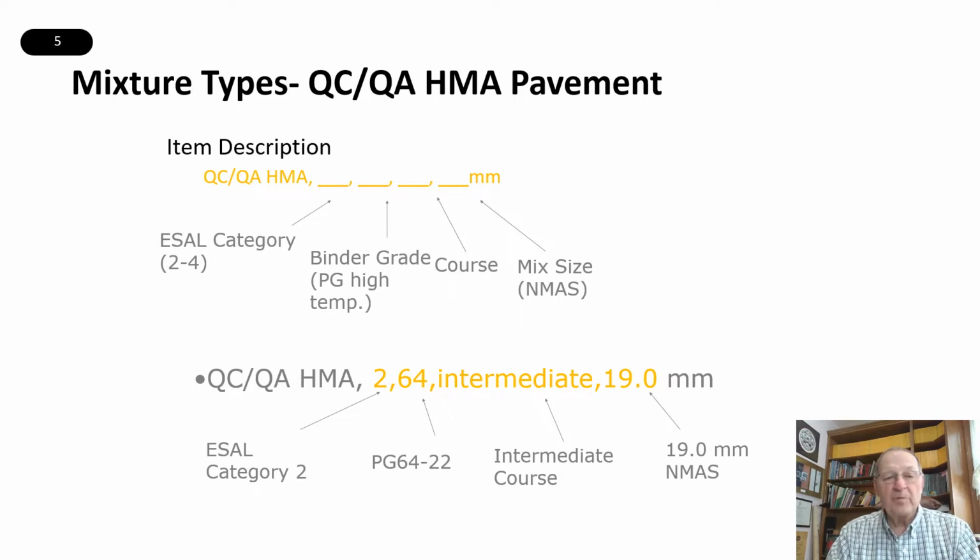So an example would be QC/QA HMA, 2, 64, intermediate, 19 millimeter, meaning this is for ESAL category number 2, which is a low volume mixture. PG grade 64 minus 22. It is for an intermediate course, and it has a 19.0 millimeter nominal maximum aggregate size.